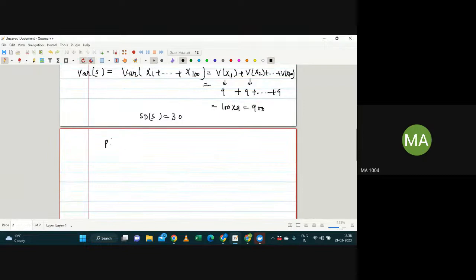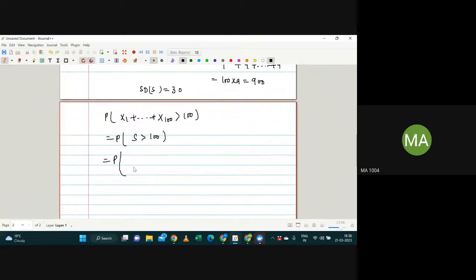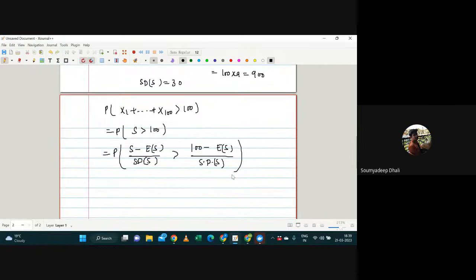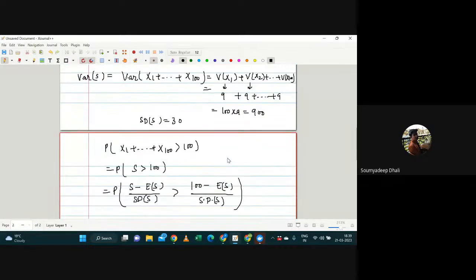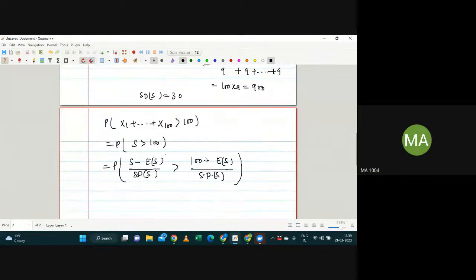Now we have to approximate the probability that S is greater than 100. So what is the normalization? S minus expectation of S divided by standard deviation of S should be greater than 100 minus expected value of S divided by standard deviation of S, correct? Can we put it in the formula of S minus N mu divided by root N sigma? That's the same thing.